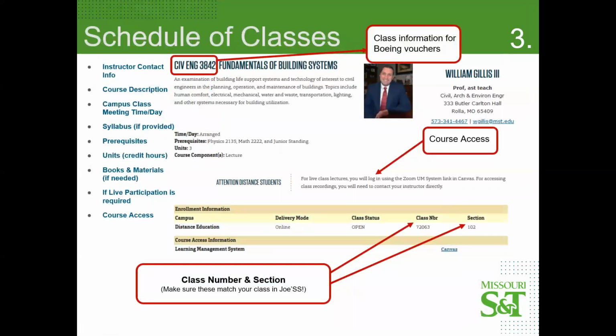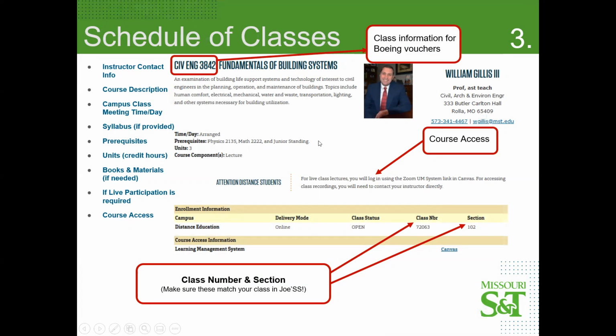So here is the course page. Now for students that are also Boeing employees, please note at the top that this course information right here that's circled is the information that you have to provide on your Boeing voucher. So on the side, it lists some of the information that you will find in your course page, instructor contact information, and some of them also have a photograph of the instructor. There's the course description, campus class meeting time and day.